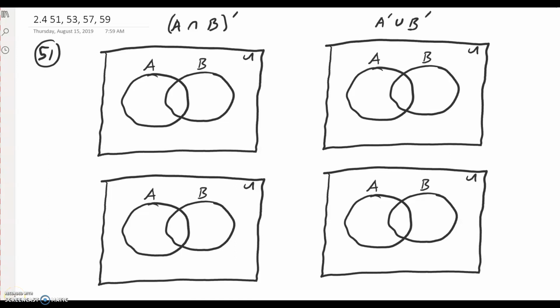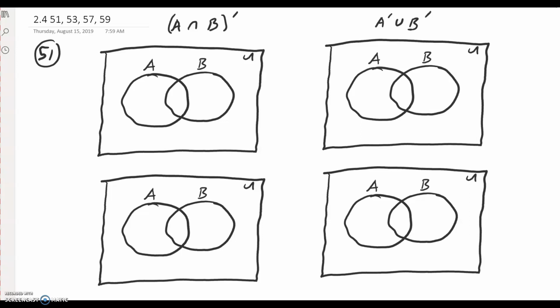In problem 51, we want to see if these two quantities are equal to each other. The first quantity is the intersection of A and B, and then take the complement of that. And the second quantity is the complement of A union the complement of B. So let's start out with the intersection.